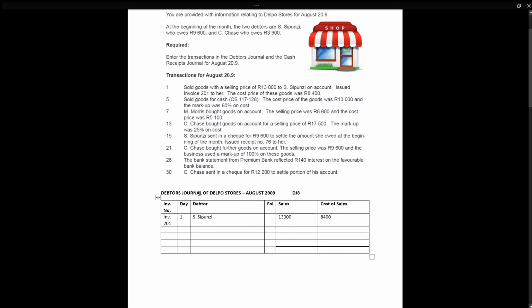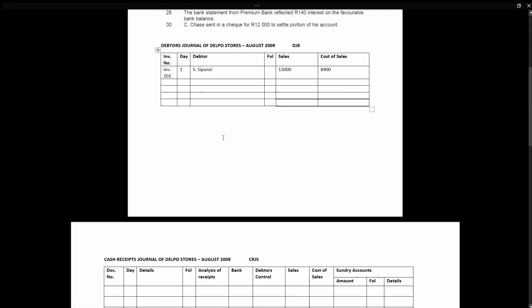So sold goods for cash, sales 117 to 128. The cost price of the goods was 13,000 and the markup was 60% on cost. So they gave us the cost price. We need to go and calculate a selling price. Let's go and do that.